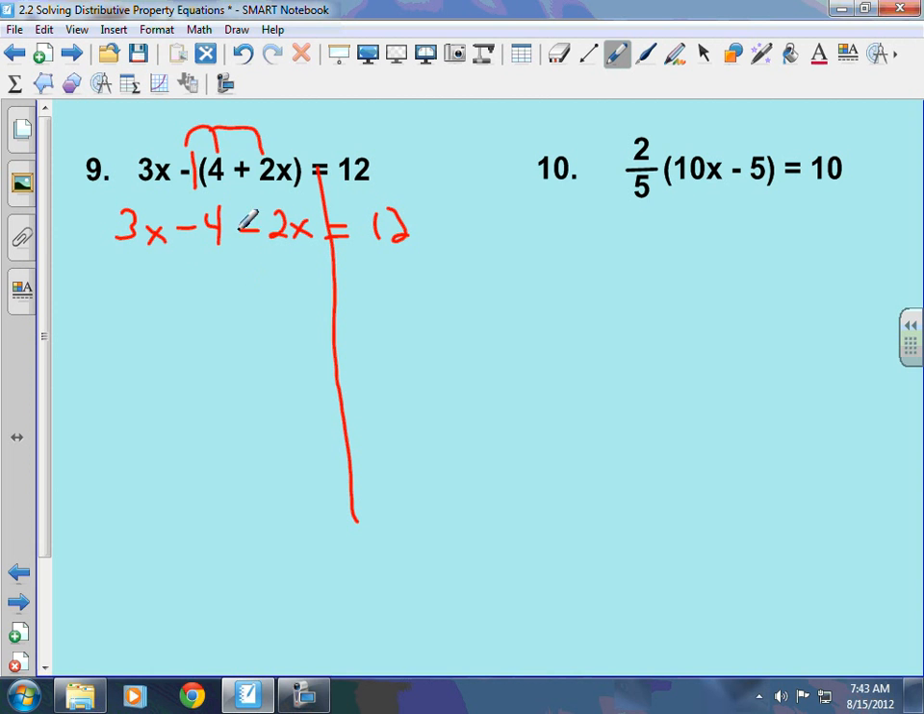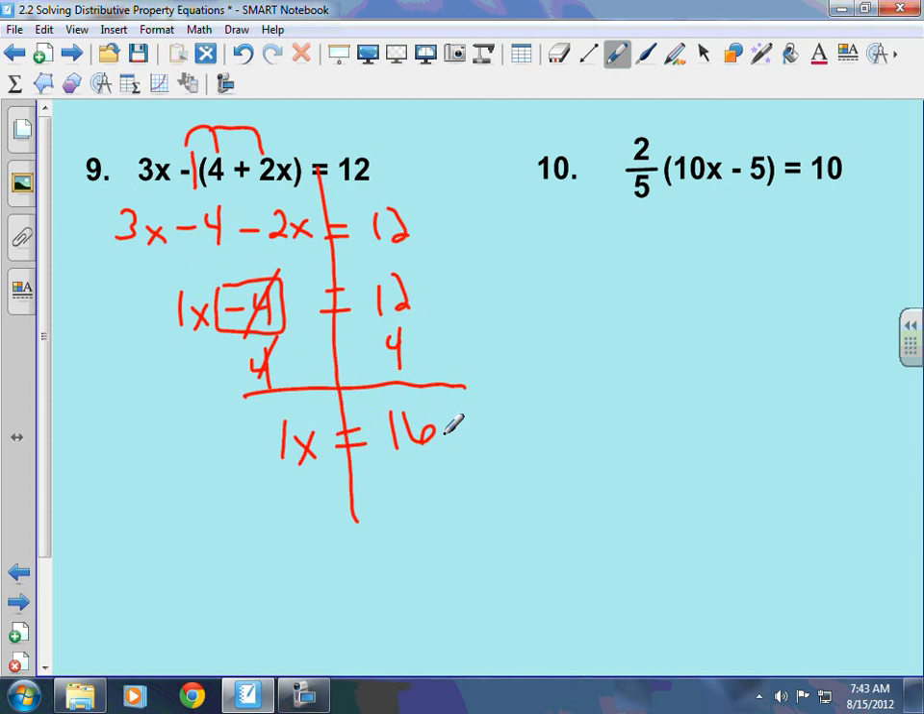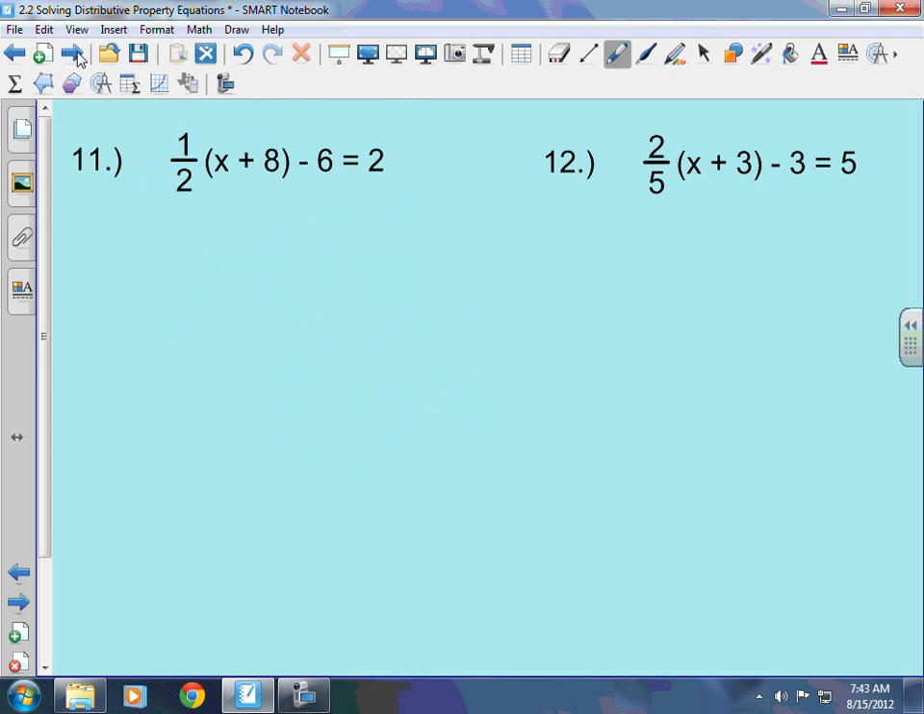Combine like terms, 3x minus 2x is 1x minus 4 equals 12. That's my constant, my loner, my number without anything else with it. So I'm going to add 4 to both sides. Negative 4 and 4 cancel. 1x equals 16. I can divide by 1 if I want to, but 16 over 1 is 16. It's the same thing. This one you do just like we showed you with the fractions.